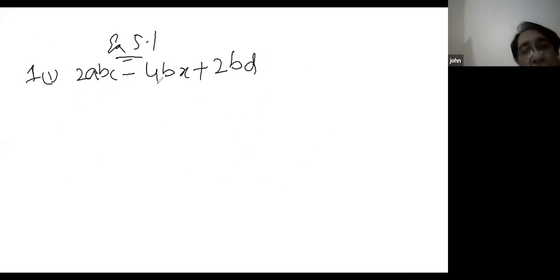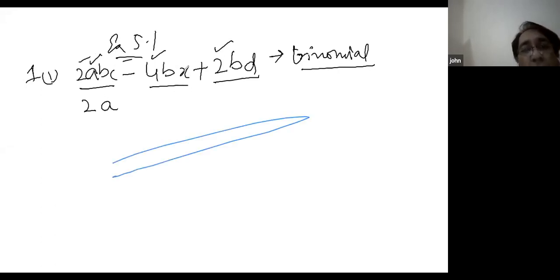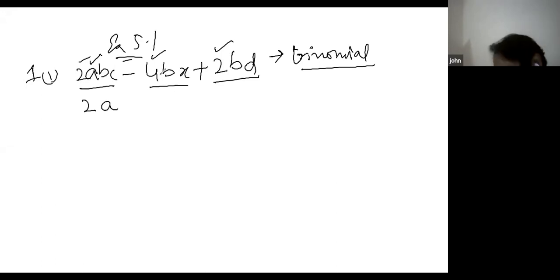What three terms do we have? Three terms means it is a trinomial. So what is common in the three terms? 2 is common, we can take 2 common from here and from here. A we have common, then b again we have here.